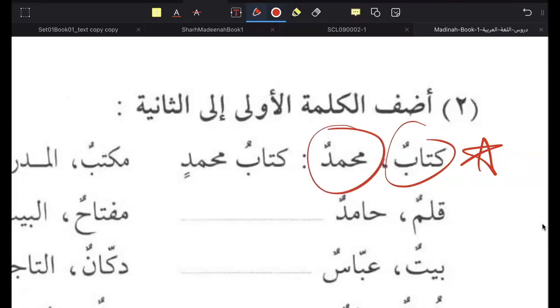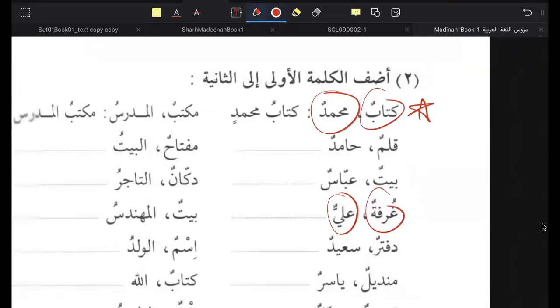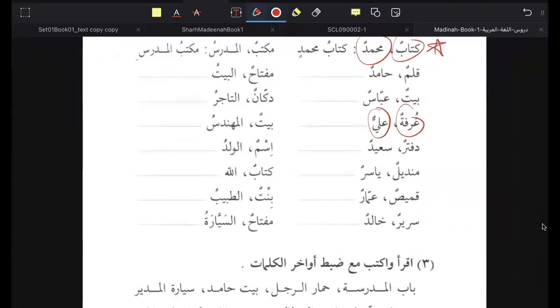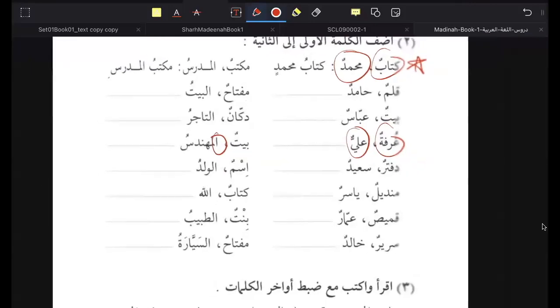It says, for example, you say ghurfatun here and aliyun. So you want to say the Ali's room. Then you change into room of Ali. Then you say ghurfatu aliyin. So it requires practice. And as you can see, it doesn't have to be a name, it can be anything with alif lam as well.